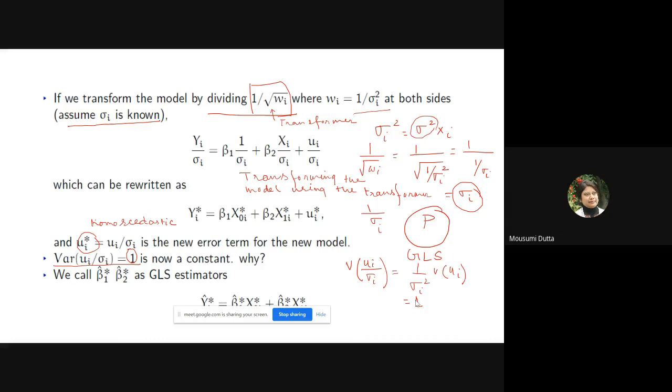Everybody agree with this? Is it okay to everyone? Yes, ma'am. Okay. So very good. While variance of ui is not a constant, variance of ui by sigma I is a constant, and therefore now the variance is homoscedastic.